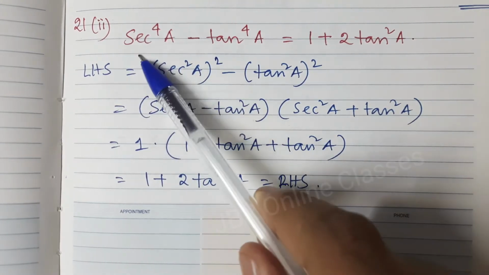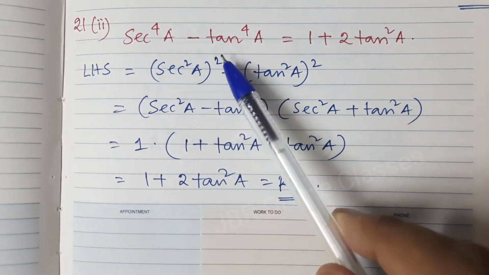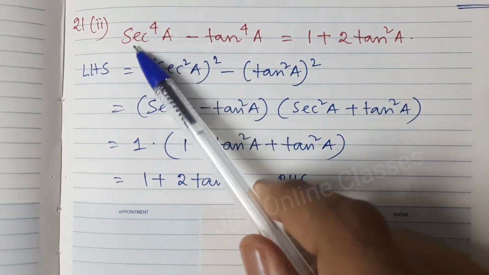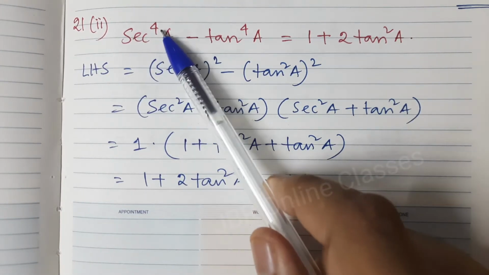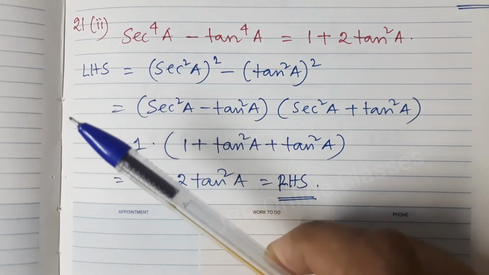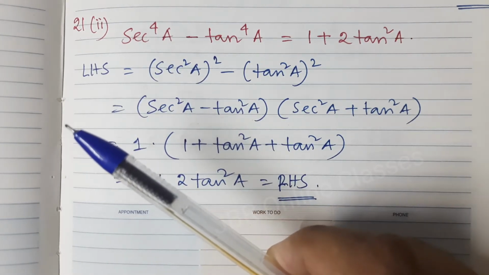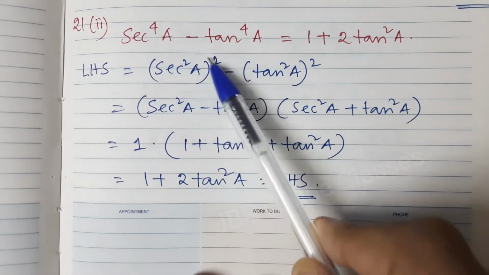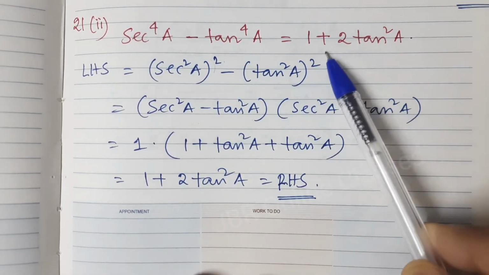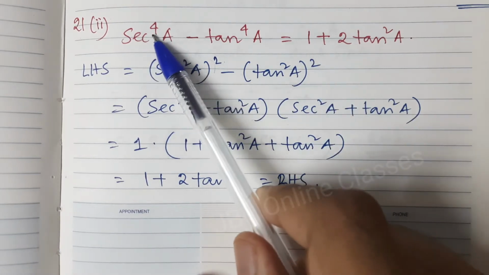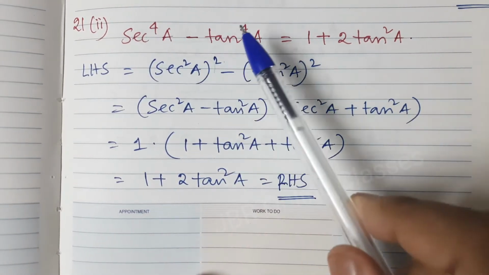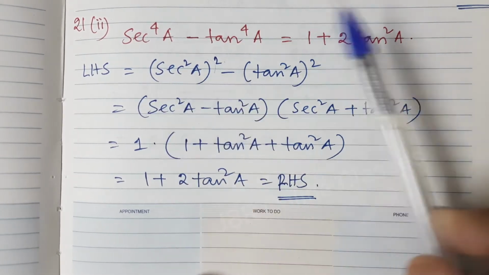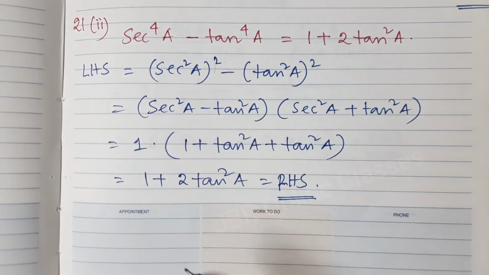So whenever you see this kind of problem where the left hand side is of the form sec to the power 4A or sec to the power 6A, so always you write them in terms of squares. That means you always write it like this: sec square whole square, tan square whole square. If it was sec to the power 6A, tan to the power 6A, we will write sec square whole cube. So that problem will come later, so we will discuss then.